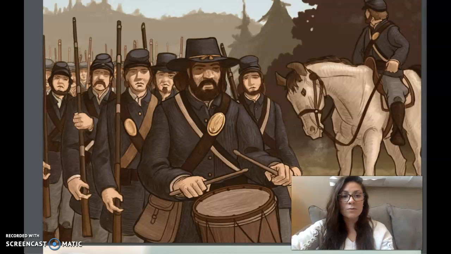A large Confederate force had marched within 25 miles of Washington, D.C. They set up camp at the town of Manassas and waited to see what the Union Army would do.